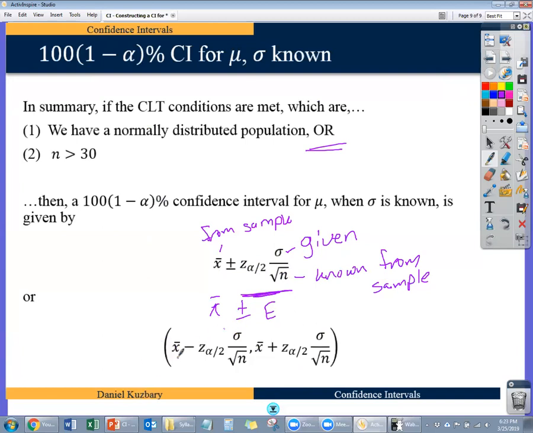This is another way to write the confidence interval: x bar minus the margin of error, x bar plus the margin of error. So it's pretty nice. And in another video, I'll show you a few examples of how to make confidence intervals using this method.